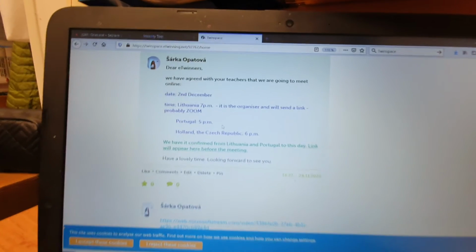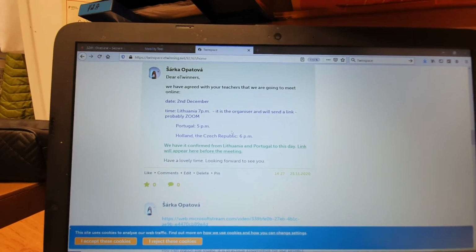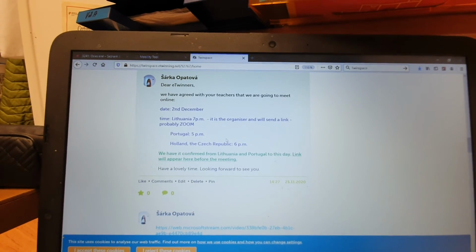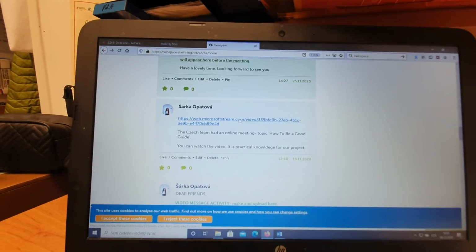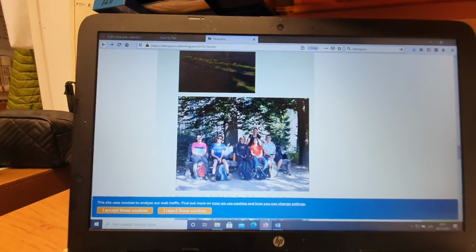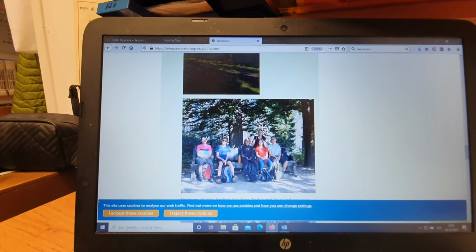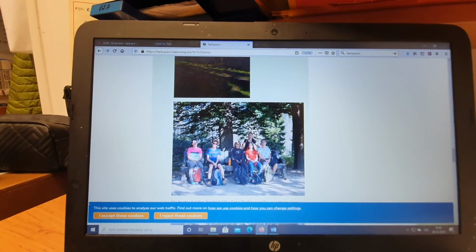There was information that we would have an online conference soon. It was postponed, so we are waiting for the Lithuanians to organize that. So these are posts. You can see what we have done. This is from our preparatory expedition. We could take in September because the schools were not closed.